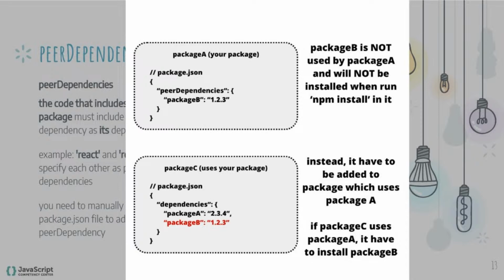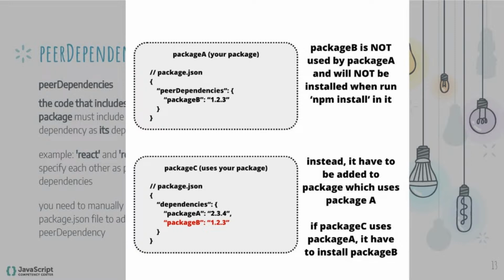When a dependency is listed in a package as a peerDependency, it is not automatically installed. Instead, the code that includes this package must include this dependency as its dependency. And when we use peerDependency, it's like we're saying, if you want to use my package, please install dependencies listed in peerDependencies also. So on this slide, you can see a diagram describing this.